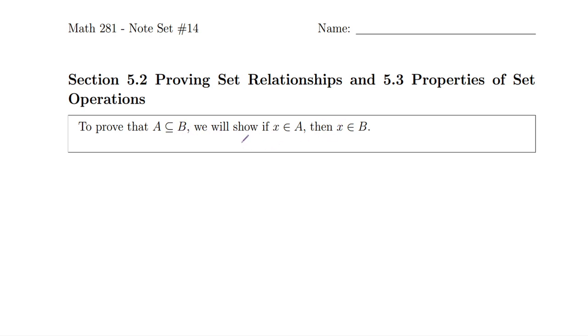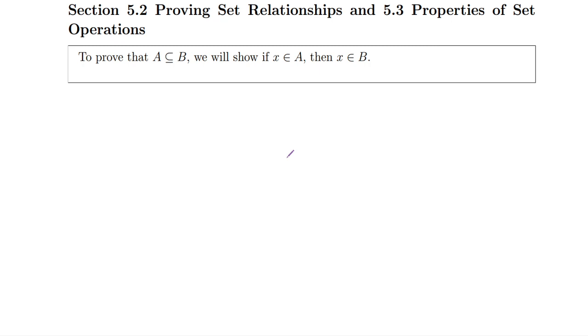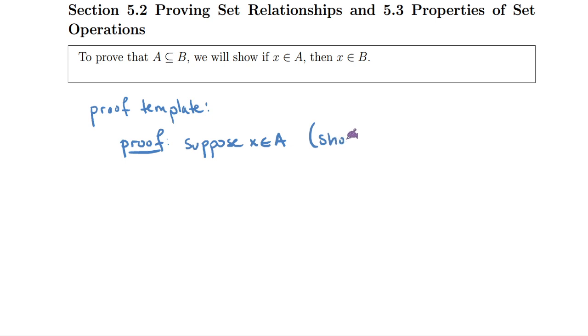So if we show that if X is an element of A, then X will be an element of B. So let's just write out the proof template for this. It would look something like this. You'd write proof, and we're going to prove this if-then condition. So we're just going to suppose X is an element of A, and then you want to show X is an element of B.